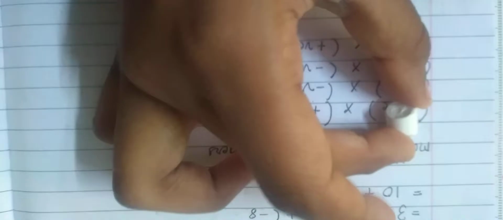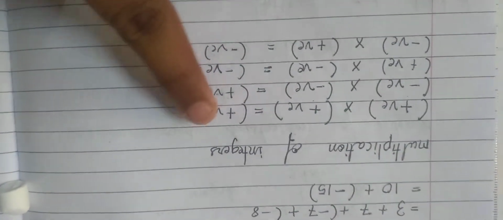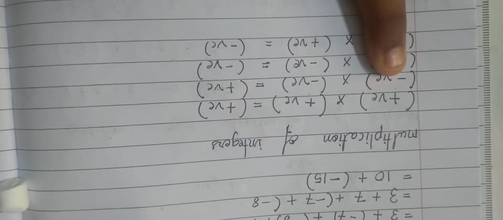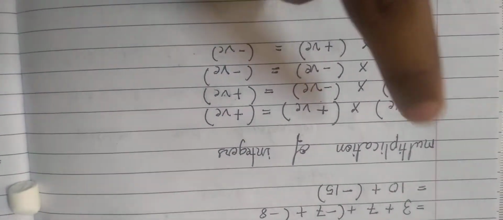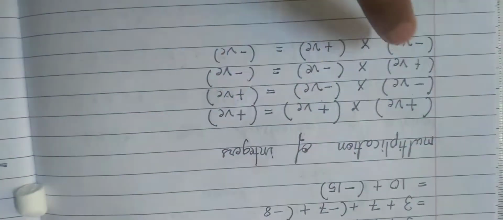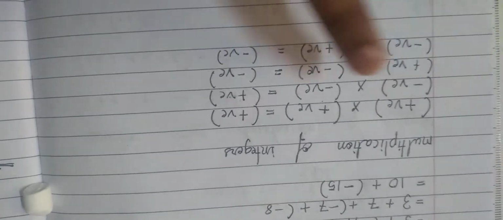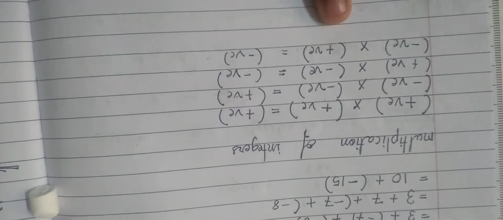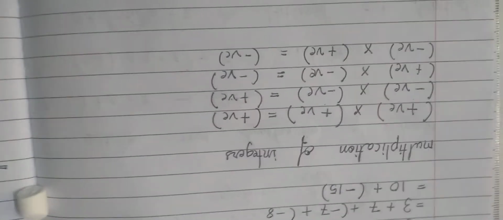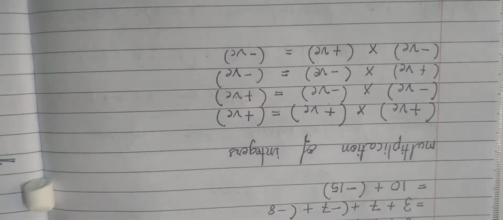Positive times positive is positive. Negative times negative is positive. Negative times negative is positive. Positive times negative is negative. And negative times positive is negative. So these are the steps and rules you have to follow in multiplication of integers.